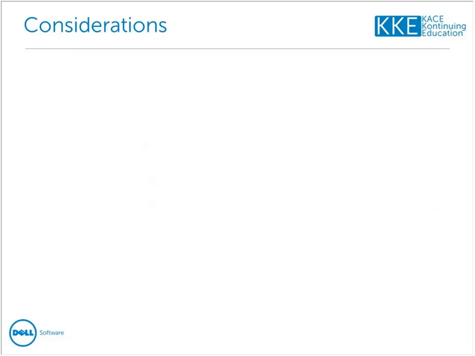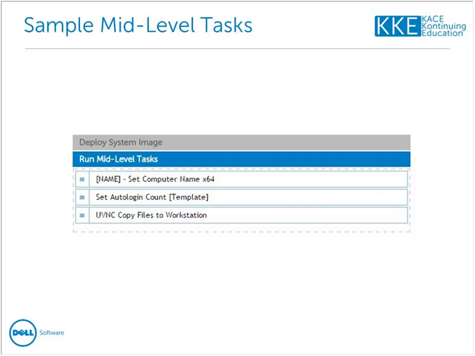All right. Let's take a look at some sample tasks that you might be working with. Three that we're going to talk about specifically today are set computer name, the auto logon count, and then the UVNC copy files to workstation. We'll get more into those three as we go on. But this is some sample things. And by the way, all three of these items can be gathered from the K2000 deployment workbench, which you can get to by the link that Ron sent in the chat window. You can also, if you log into your K2000, go to the tools module. Everything can be gathered there as well.